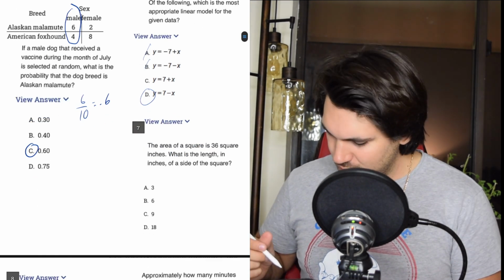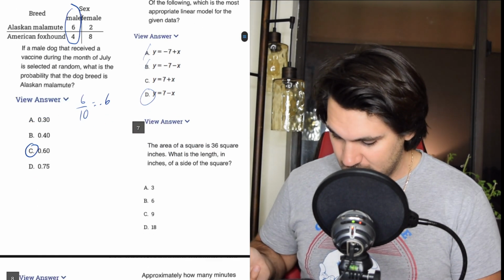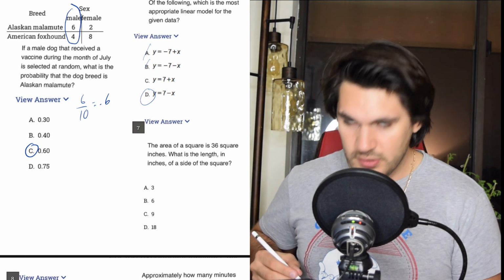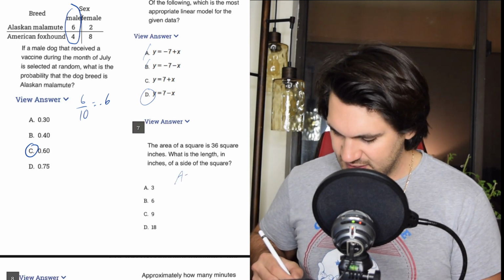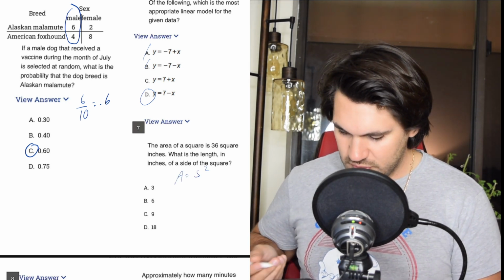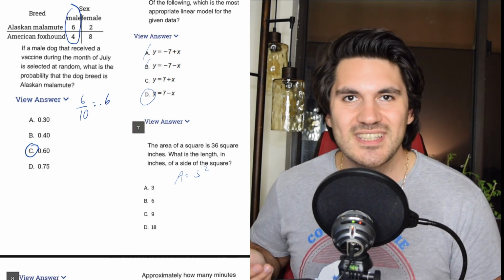Number 7, the area of a square is 36 square inches. What is the length of a side of it? In a square, area is just side squared, so the side is the square root of 36, which is 6.